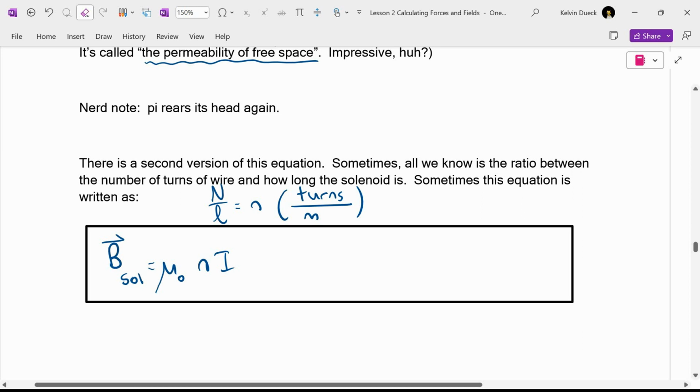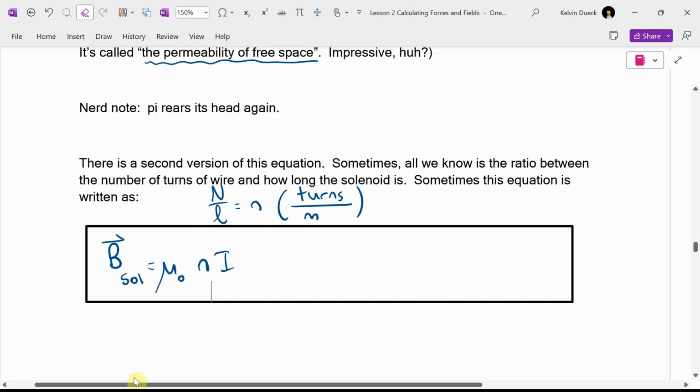How will I know to use that one? Oh, they didn't tell me the total number of turns of wire, and they didn't tell me the length, but they did tell me how many turns per meter. We'll use both in just a second. Can you all look and see where both of those are on your formula sheet so you know? Okay. That's all of the equations for this mini unit right there.